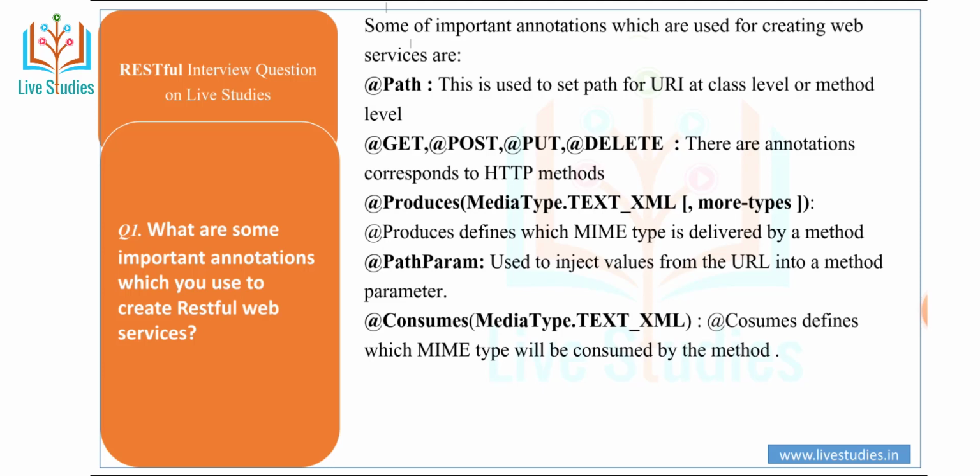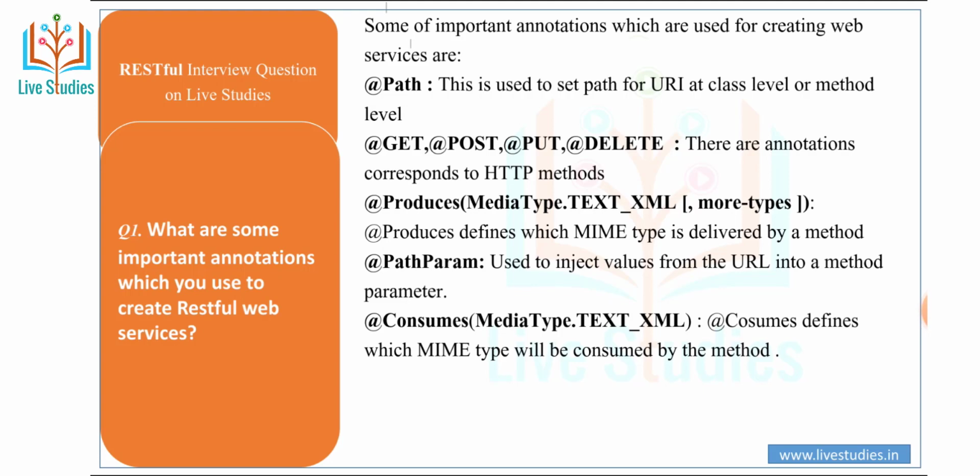It's a Path method. This is used to set up the path URL at the class level and the method level also. But in GET and POST there are some annotations that respond to the HTTP method. Just like @Produces means the media type, text/XML, the mime type.